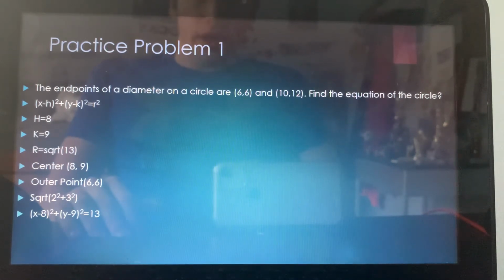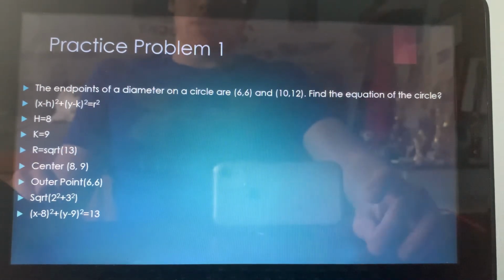So we know that the center is at 8, 9, and let's just use any outer point. The one we have, which is 6, 6. Now the change in x is 2, the change in y is 3. 2 squared is 4, plus 3 squared is 9. 4 plus 9 is 13. So our radius is the square root of 13. And since it's equals r squared, the square root of 13 squared is just 13. So our answer is x minus 8 squared plus y minus 9 squared equals 13.